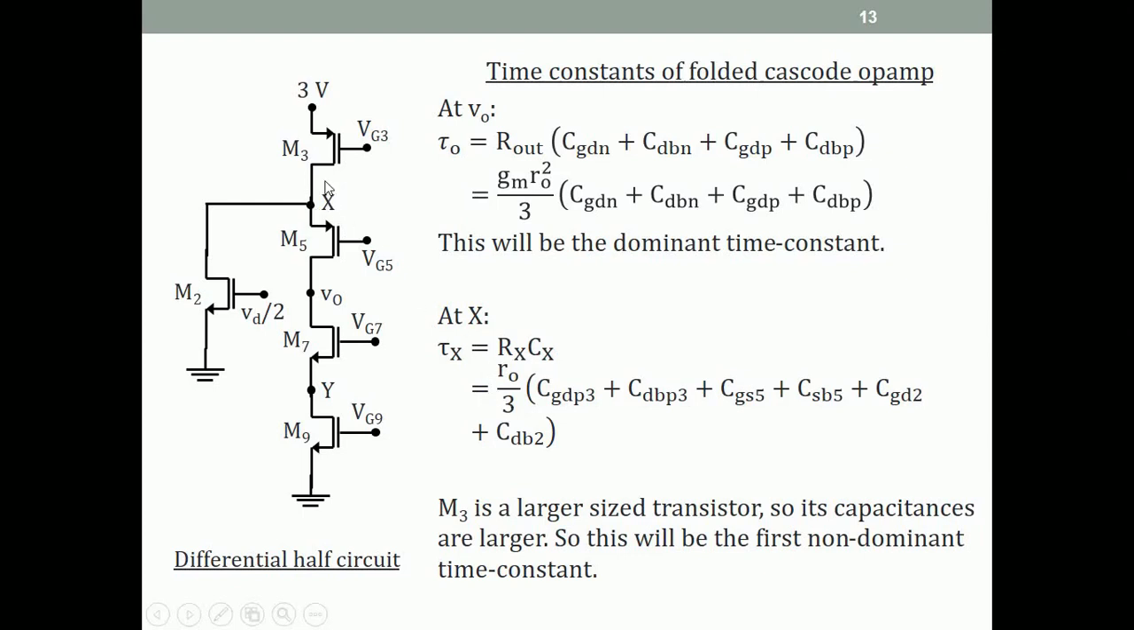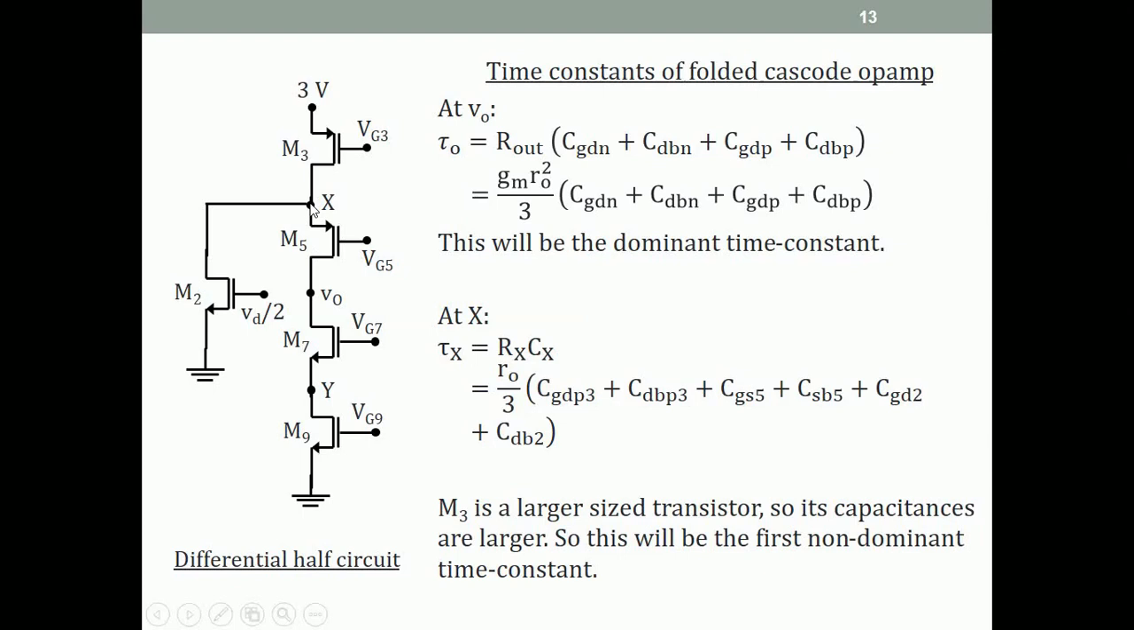So the resistance at this node is of the order ro by 3. The capacitances are many, right? You have CGD2 or CGDN, CDB2, CDB3, CGD3, CGS5 and CSB5. So there are 6 capacitances, 2 associated with each of the 3 transistors connected at that node.